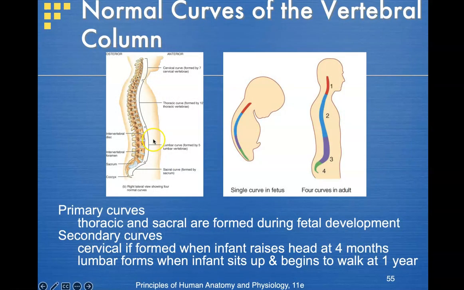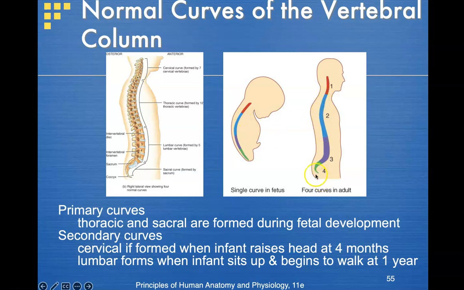So when we look at our spinal curves, we actually don't start life with all of the curvatures that we have now. And you guys probably know that if you've ever had an infant. So we start out life with these two primary curves. You can see we have a curve here and a curve here. We call this the thoracic curve, and this is the sacral curve. Those are primary curves because they're formed during fetal development, and then we keep them as an adult.